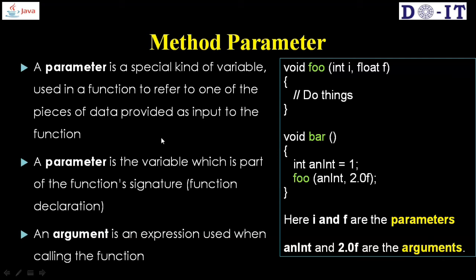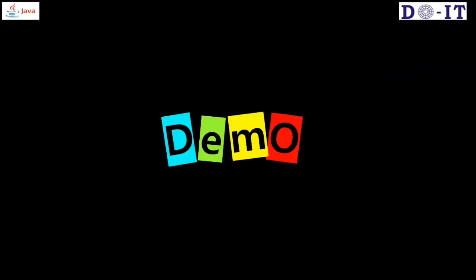So that is method parameters. Methods may have, it's not compulsory, but can have parameters. In this example, int i is a parameter and float f is also a parameter, and the values that are passed to them are called arguments.